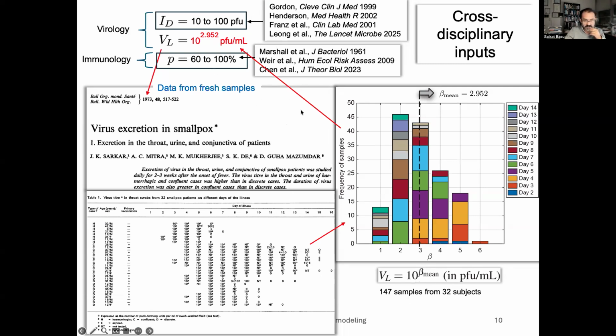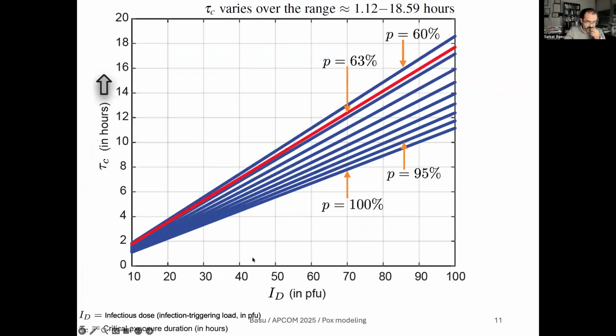So now we have all the specific numbers for the cross-disciplinary parameters. We can then plug this back into the mathematical form for tau C, which is the critical exposure duration. So this is what we do next. These are the plotted tau C trend lines. The upper trend lines are for lower values of P, which implies that the variants are less successful at launching infection, and hence the critical exposure duration could be longer.